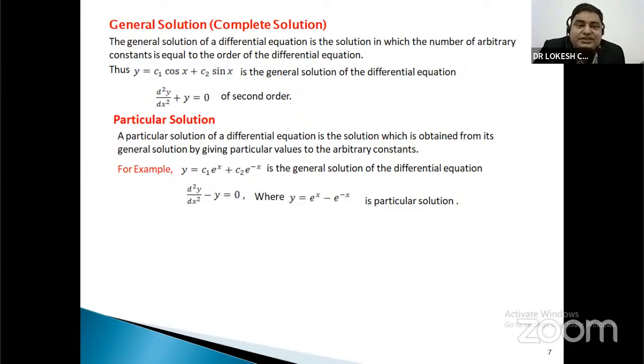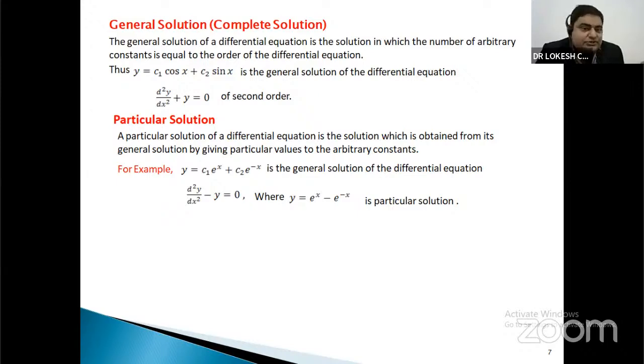So what is the general solution? The general solution of a differential equation is the solution in which the number of arbitrary constants is equal to the order of the differential equation. For example, d2y by dx2 plus y equals 0 is a second order differential equation and its solution is y equals c1 cos x plus c2 sin x. We can easily check that this satisfies the equation.